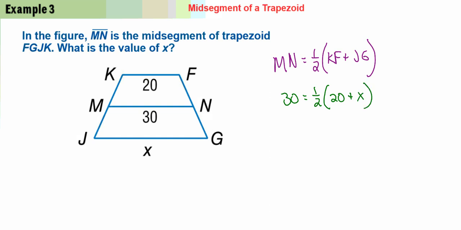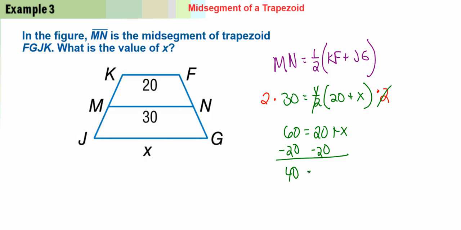The way we're going to do that is we're going to multiply each side by 2 to get rid of that fraction. And we could have distributed that, but that's the way that I wanted to do it. And so then that gives us that 60 is equal to, here these cancel, 20 plus X. And so when we subtract 20, we're going to get 40 equals X. And that is that length.